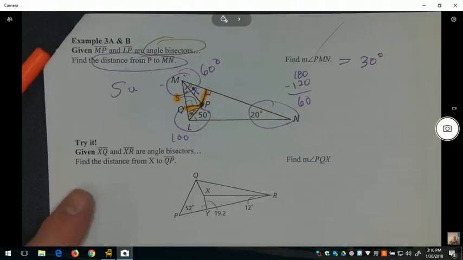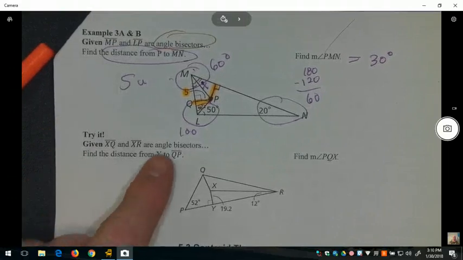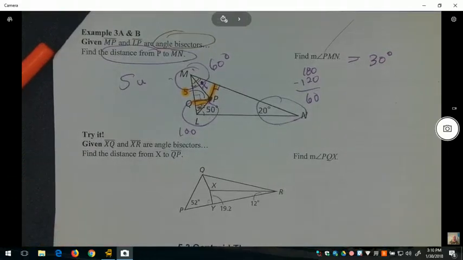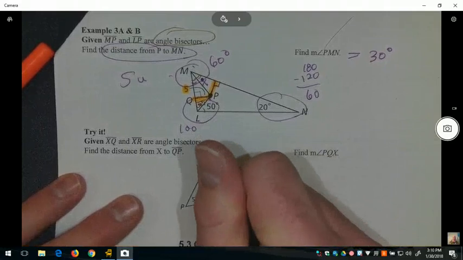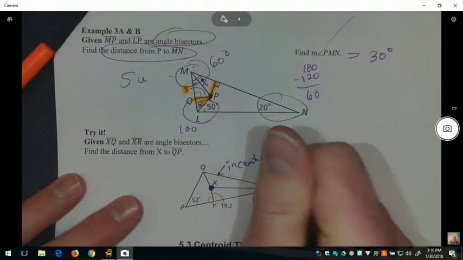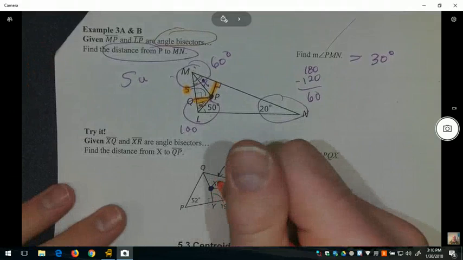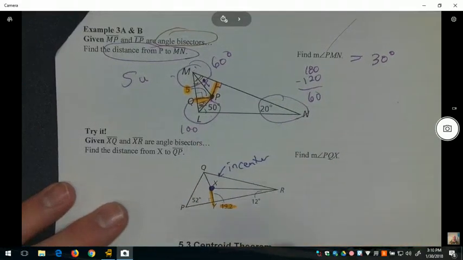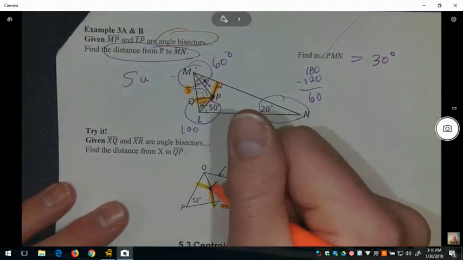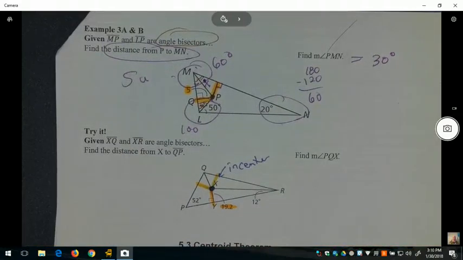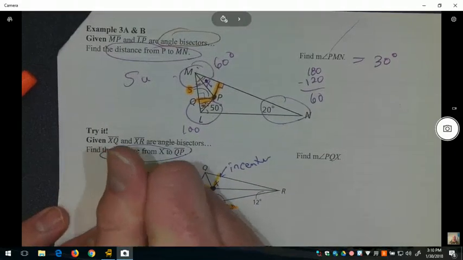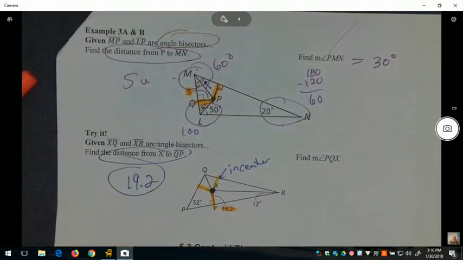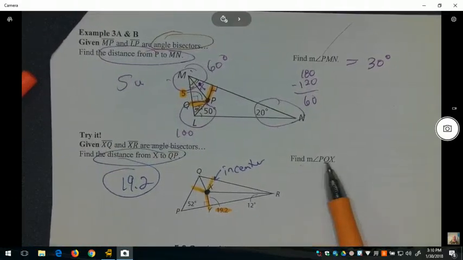Take a moment to try this problem, very similar to this, using the angle bisectors and the incenter theorem. XQ and XR are angle bisectors, which means this point right here, X, is the incenter. Well, if that's the incenter, then the distance from X to Y, which is 19.2, is the same as the distance from X to PQ and the distance from X to QR. So when they ask for the distance from X to PQ, we know that it is 19.2 using the incenter theorem.